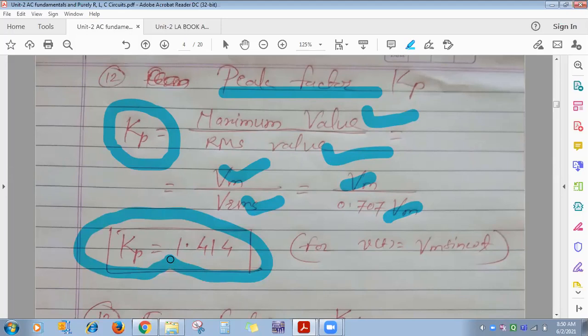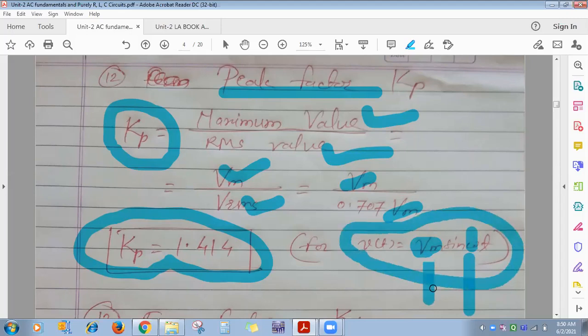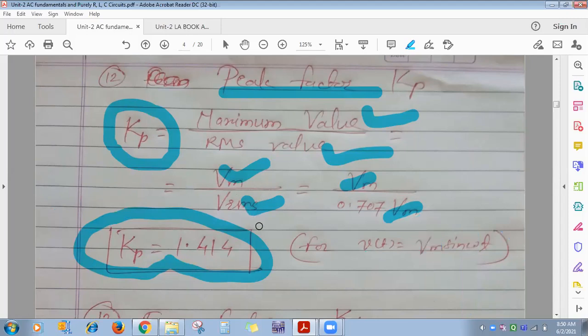If it is a purely sinusoidal AC voltage or current, like v of t equals Vm sin omega t, or i of t equals Im sin omega t, whatever the peak value, 5, 10, 15, 20, and whatever the value of omega, which is 2 pi f, where f can be 50, 60, 70, so omega will change accordingly, the peak factor is always 1.414, because it is the ratio of maximum value to RMS value, Vm by Vrms or Im by Irms.